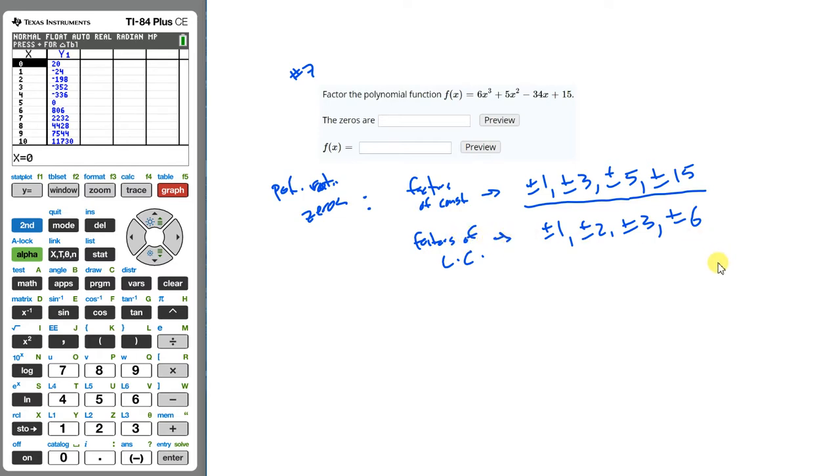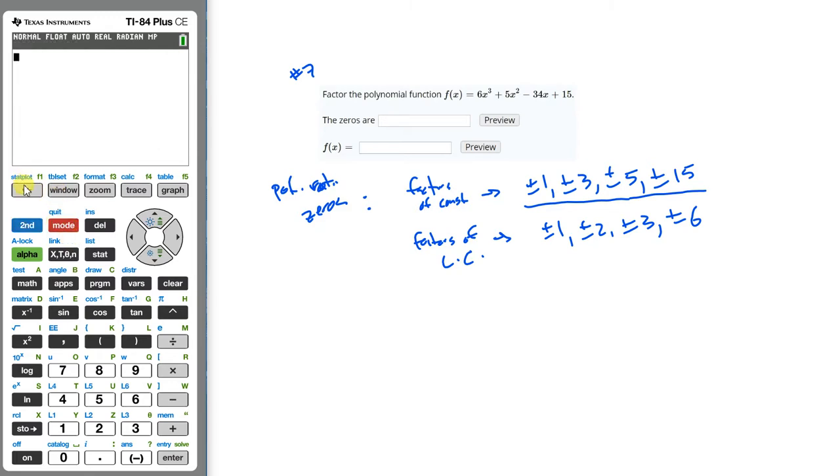How much fun? Answer, not fun. Okay? So in this case, instead of plugging away, I'm going to gamble. I'm going to gamble that there's a whole number 0. So first let's quit the table mode from before. So second function, quit to get out of table mode. Let's go to y equals, clear out the old function. Let's put in this new guy. So I got 6x to the power 3, go to the right to get out of the power, plus 5x to the 2, minus 34x, plus 15.